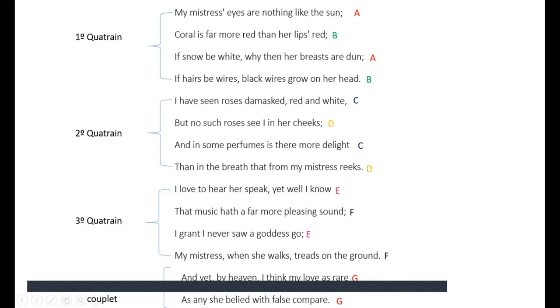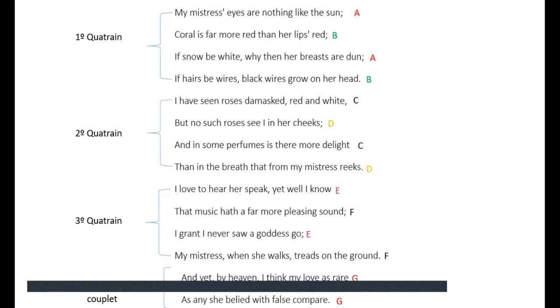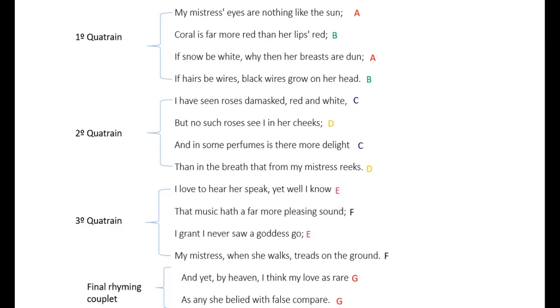If this brings any questions, make sure that you ask them to me. Don't hesitate in asking me questions about this, because one of the questions for the final exam may be asking you to analyze a sonnet and to do the rhyming scheme. So make sure that you understand this, and if you don't, you can ask me, okay? Now, let us go to the analysis line by line.